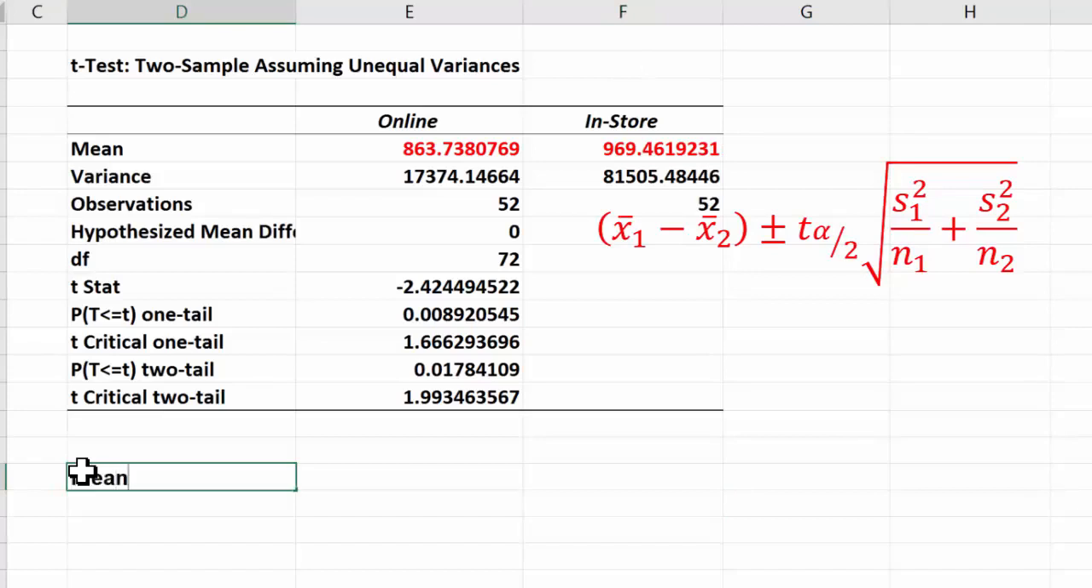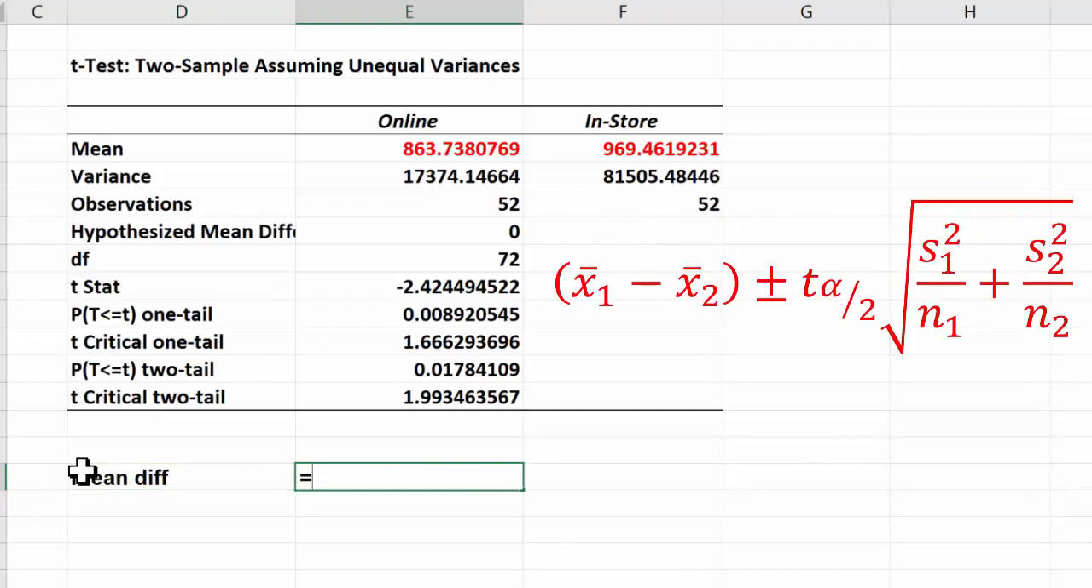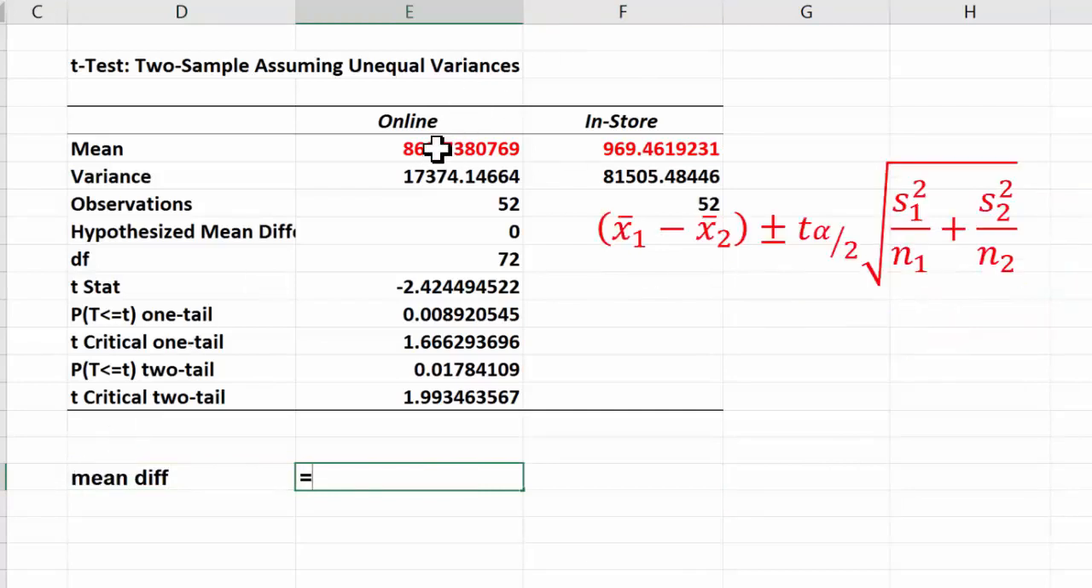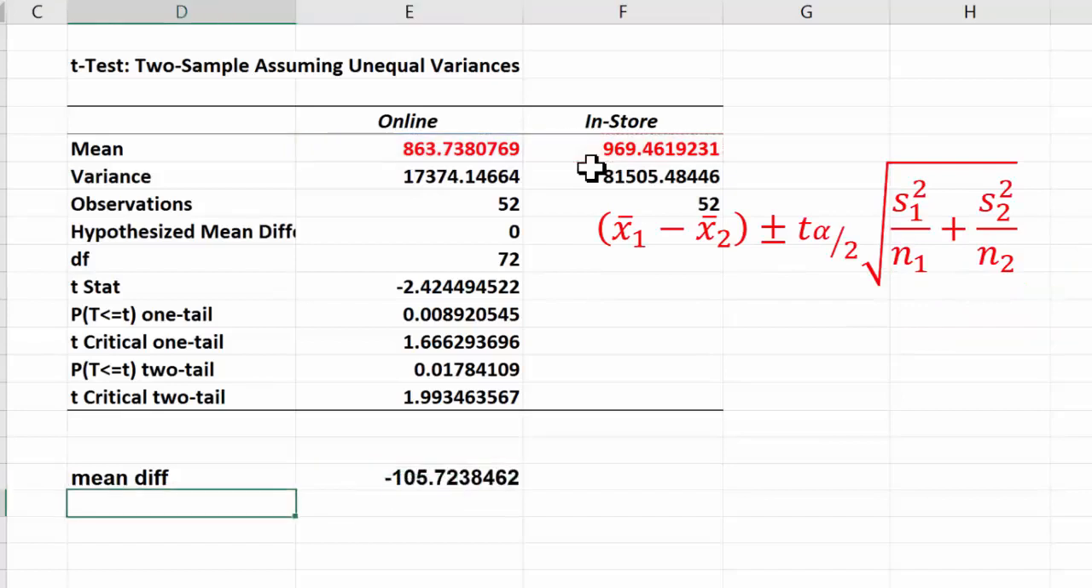So right now I can look at the mean differences between the two and say this is x bar 1 minus x bar 2. So I can develop this by saying this minus this value. And by the way, it doesn't matter which one you do first, your signs will change, but the absolute value of the differences are still the same, and that's what we care about. We would say right now it looks like mean sales online is $105 less than what is in store. If you did it the other way around, this positive number would say that in-store sales is $105 more than online. So there is really no difference.